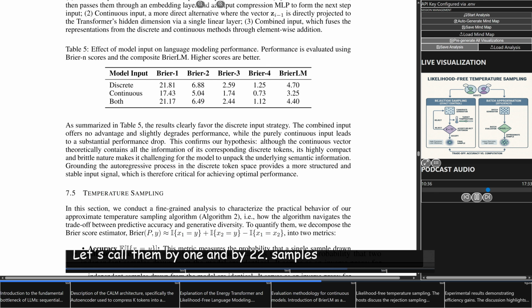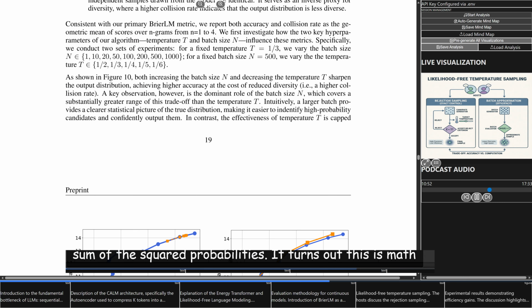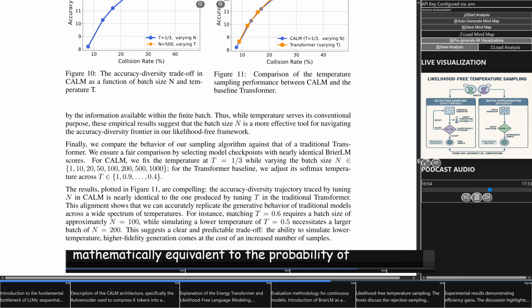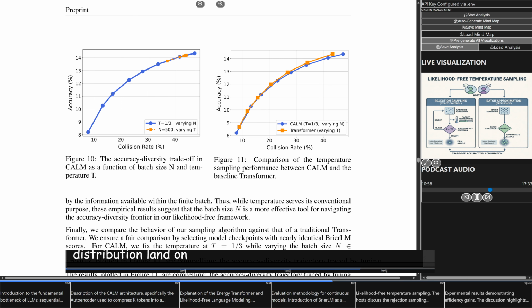Two samples? That seems impossible. How can two samples give you enough information about the whole distribution? They leverage indicator functions. So the Brier score has a term that reflects the model's uncertainty, which is the sum of the squared probabilities. It turns out this is mathematically equivalent to the probability of collision, the chance that two independent draws from the distribution land on the exact same spot.